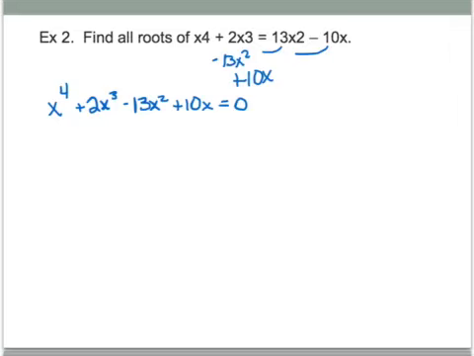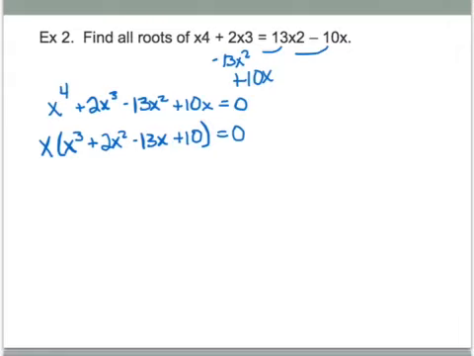You always want to, again, try to break it down. And I notice that each of these terms have an x in them. So I'm going to go ahead and pull out the x. That gives me x cubed plus 2x squared minus 13x plus 10.